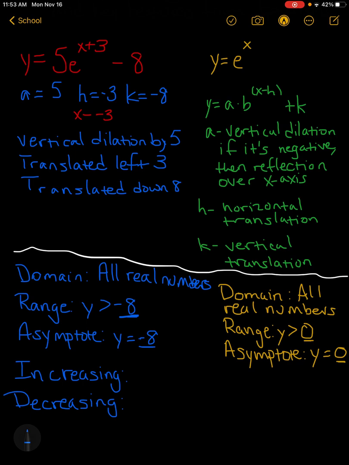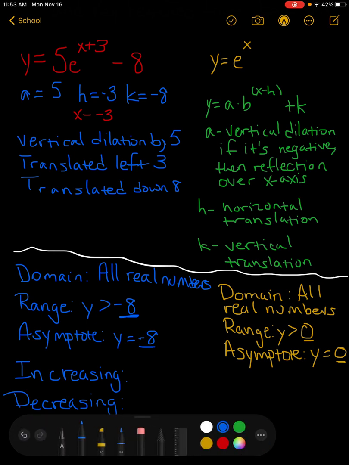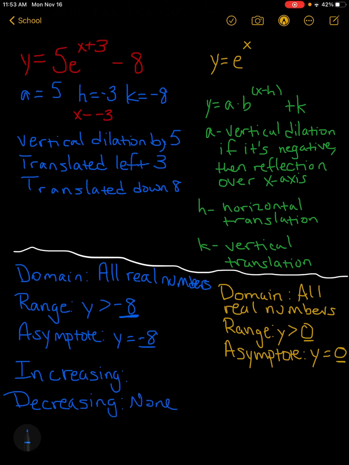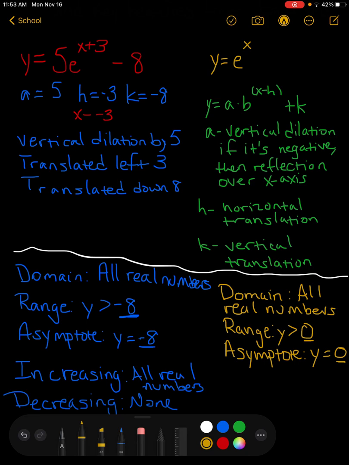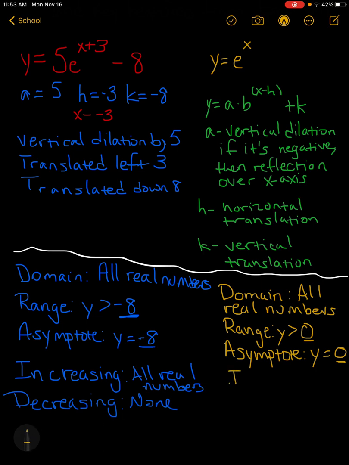In the last piece, in order to determine increasing or decreasing, again, I just need to decide if a is positive. Because as long as a is positive, that means I'm going to have an increasing function. So a is a positive 5. So there is no decreasing function. There is an increasing, and we always increase along the domain, so all real numbers. And a is clearly positive in the parent, right, because it's a positive e to the x. So here in the parent, it's an increasing function. And again, always increasing along the domain, so all real numbers.